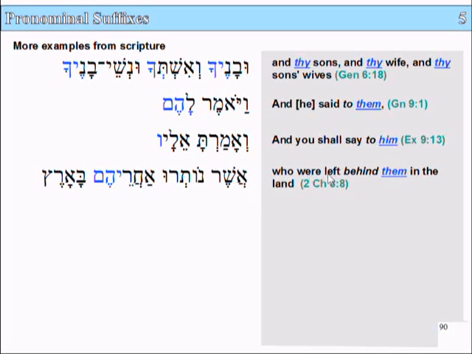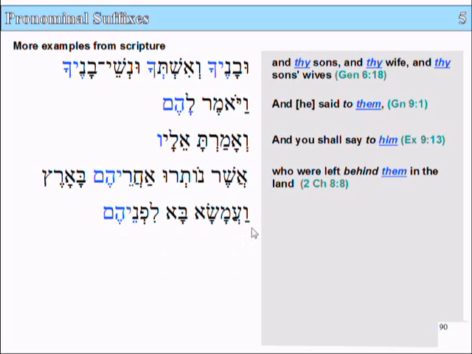They've translated the Asher as who, notru as left, and achareihim as behind them. In the land, ba'aretz. The hay has been absorbed by the bait, so it's in the land. In any case, it's a very common word. Aretz, you should learn that. Asher notru achareihim ba'aretz. Who were left behind them in the land?